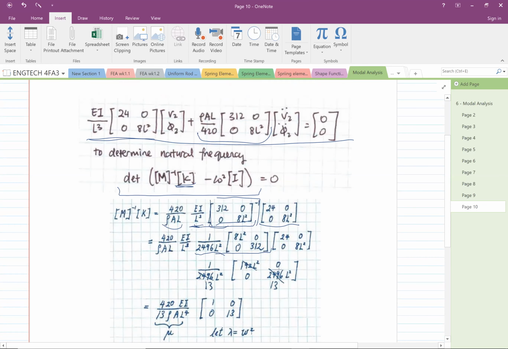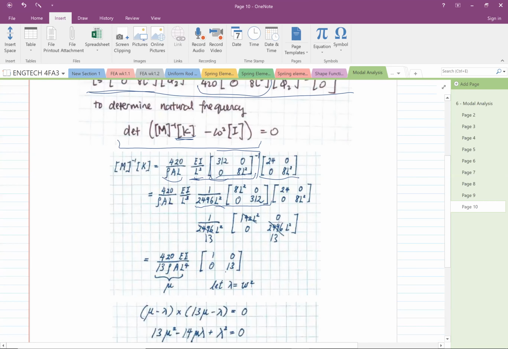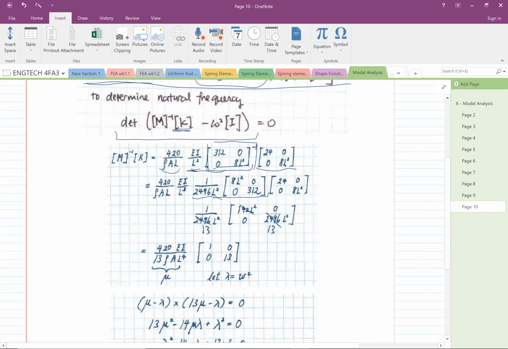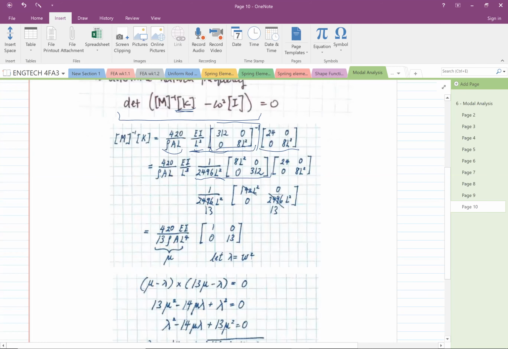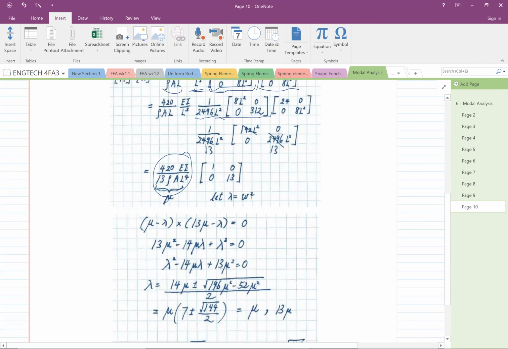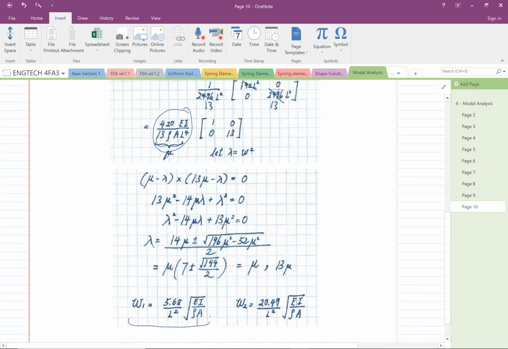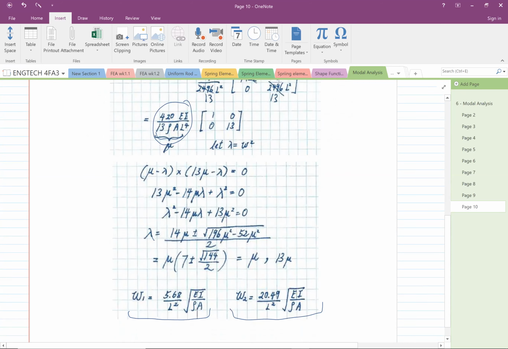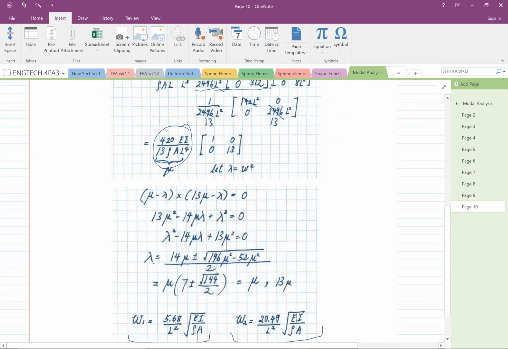And then we multiply that whole thing. Again, we let lambda equal omega squared, and we let this term be alpha. We multiply this together, and we solve for lambda. And we get this again. Right here, we have two natural frequency forms. Any questions?